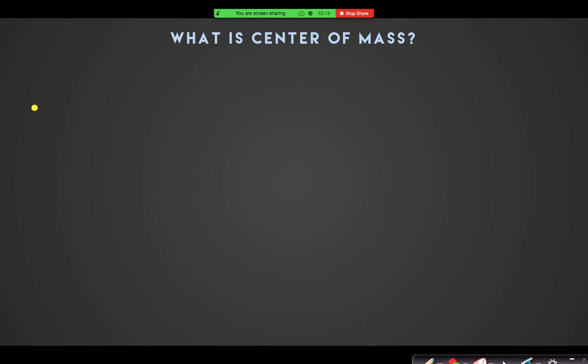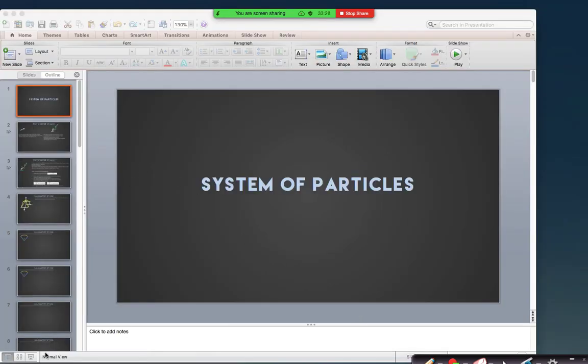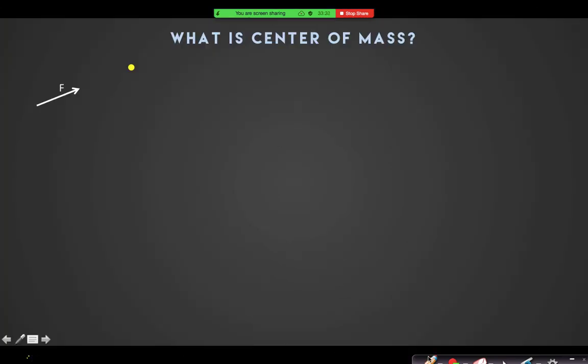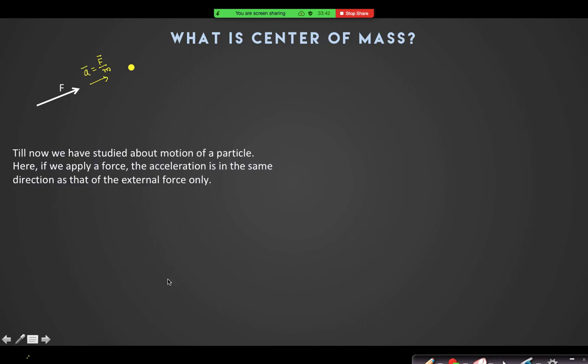What is the difference between point object and system of particles? If I have a point object, as I have said, if you apply a force F, then the point object will definitely move along the direction of the force, right? You can say that the acceleration of that point object is along the direction of the applied force, right? Till now we have studied about motion of particles. Here we have applied a force. The acceleration is in the same direction as that of the external force only.